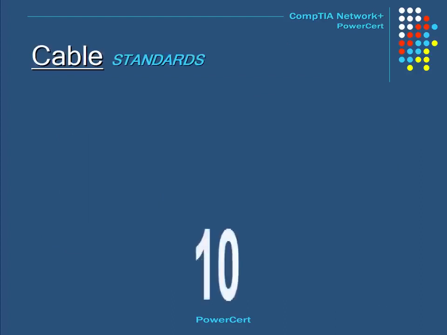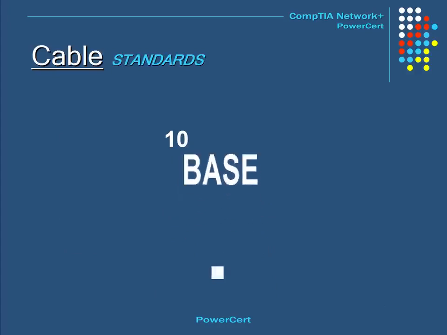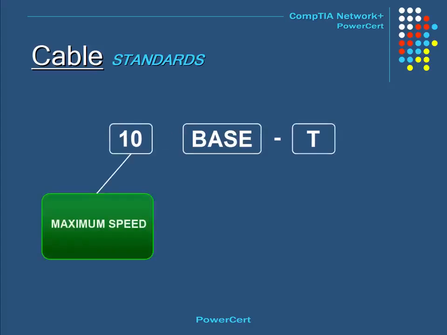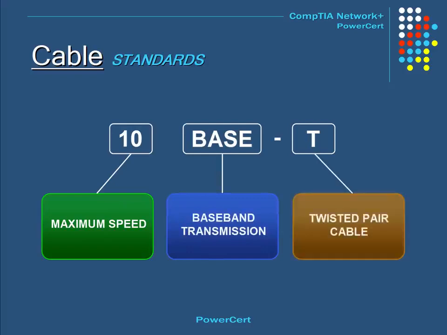Today, there are many different cable standards that are used on networks. These cables are categorized and named according to their speed, type, and media. So here is one example. Here is a cable called 10BASE-T. 10 stands for the maximum speed of this cable. The maximum speed of this cable is 10 megabits per second. Base stands for baseband transmission, and T stands for twisted pair cable.